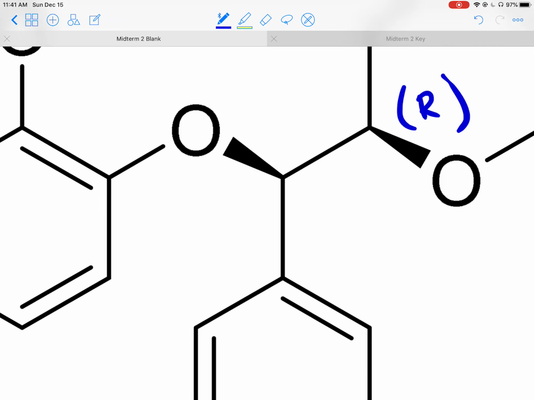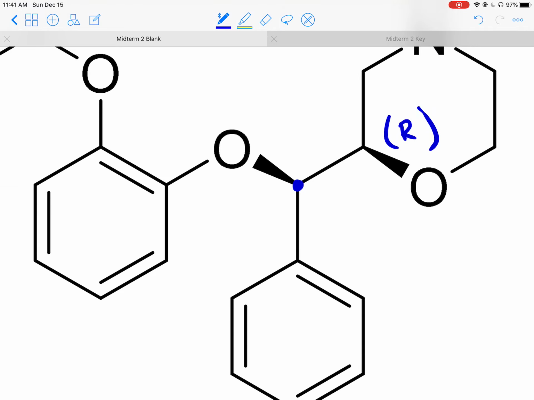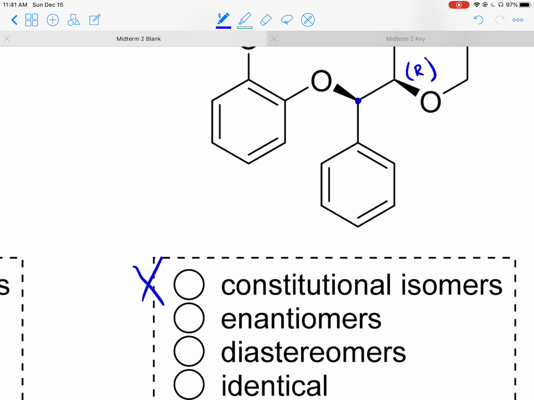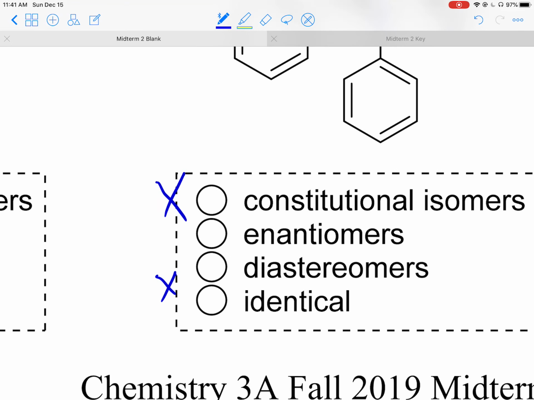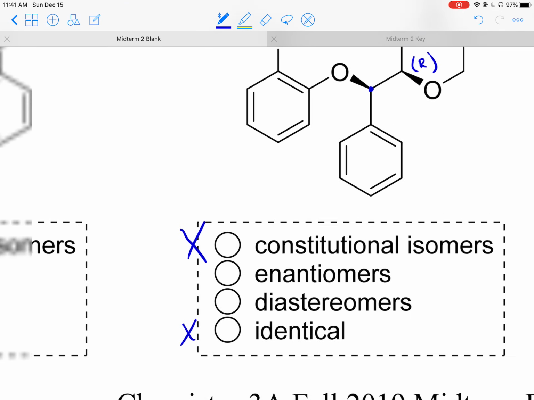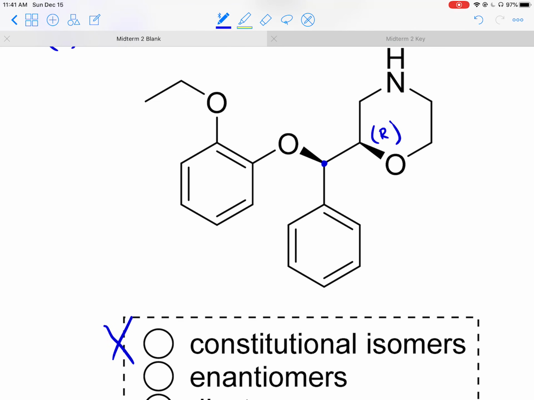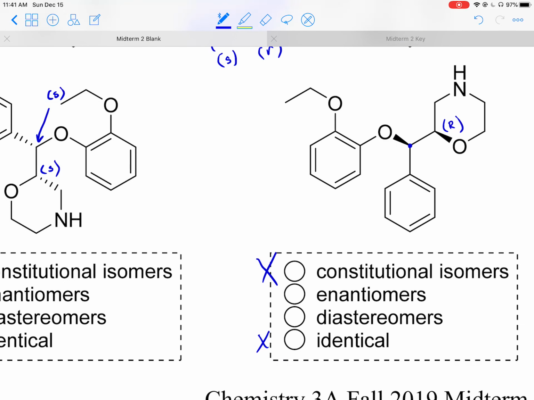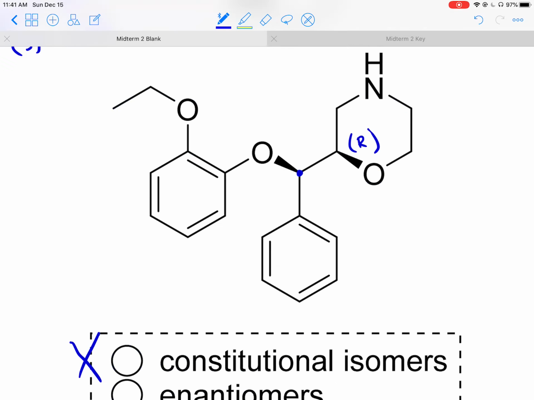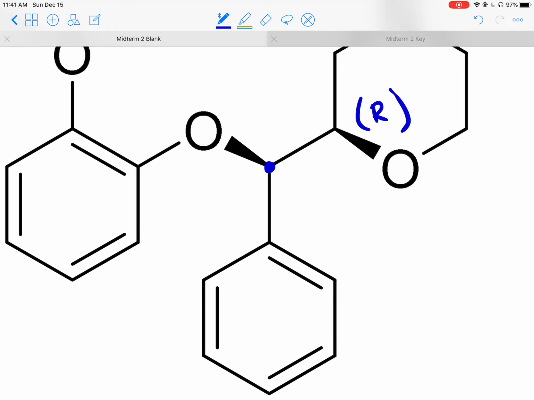So now we're going to determine this one. We already know that they are not going to be identical because one of the stereocenters is an R. Regardless of what the other one is, it is not identical. But if the other one is an R, it's going to be enantiomers because they're both going to be opposite. And if the other one's an S, then they're going to be diastereomers because one of them's opposite and one of them's the same. So let's determine the stereochemistry.